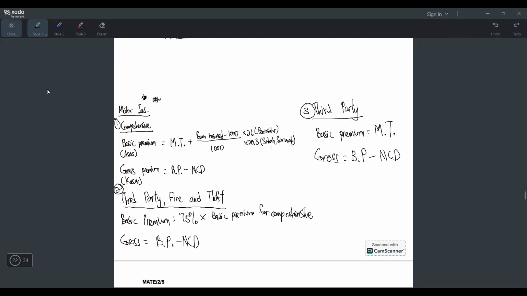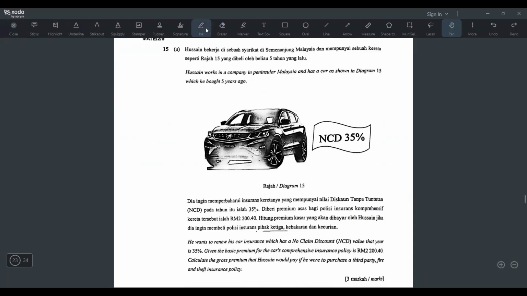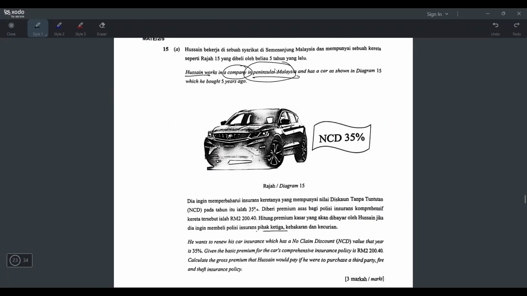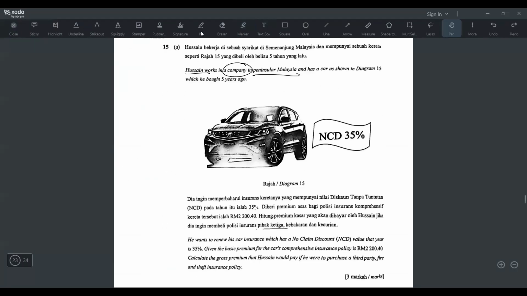Okay, so with that being said, now I will read this question. Number 15A. Hussein works in a company in Peninsula. So is this important? Of course it's important, because Peninsula will affect your premium. Then what else? He has a car as shown in Diagram 15, which he bought 5 years ago. This is not important. The 5 years, the age of the vehicle, is not important.